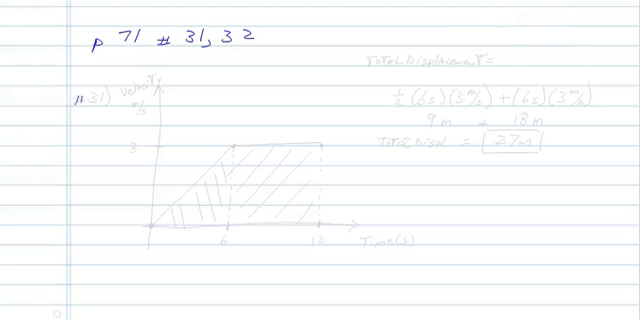Assignment number 3, page 71, problems 31 and 32. In problem number 31, Sakazi is learning to ride a bike without training wheels. His father pushes him with a constant acceleration of 0.5 meters per second squared for 6 seconds, and then he continues at 3 meters per second for another 6 seconds before he falls.